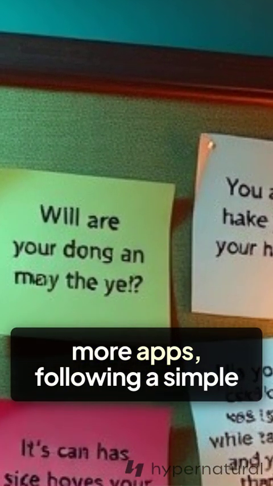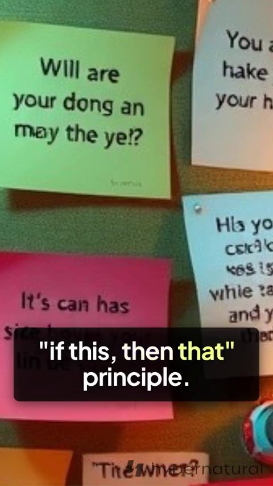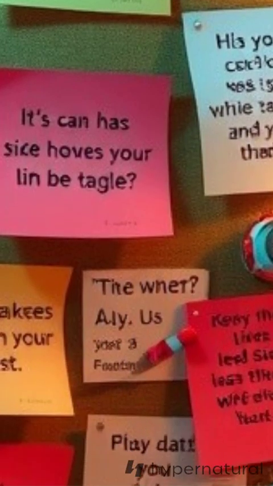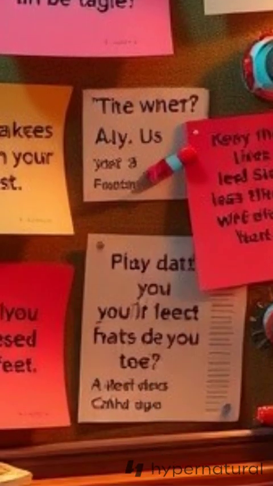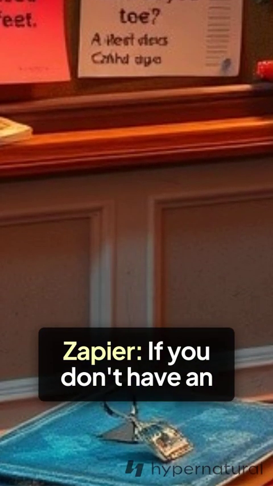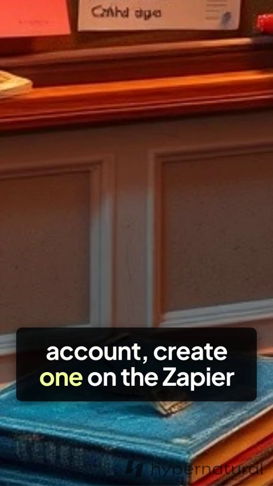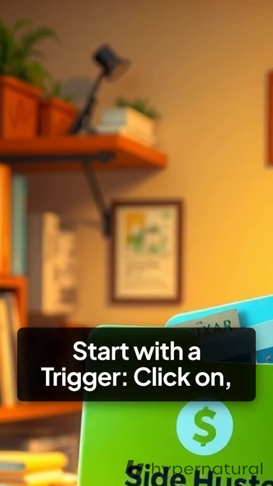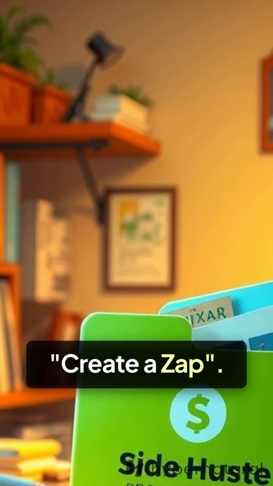What is a Zap? A Zap is an automated workflow that connects 2 or more apps, following a simple if this, then that principle. Trigger, the event that starts the Zap. Action, what the Zap does after the trigger occurs. Now you understand you want to create a Zap. Sign up for Zapier. If you don't have an account, create one on the Zapier website. Start with a trigger. Click on Create a Zap.